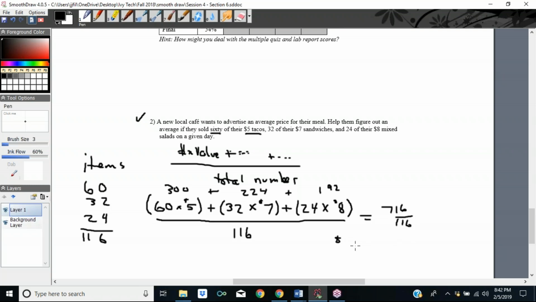So the average cost, the weighted average, would be $6.17, it looks like. So $6.17 per meal or $6.17 per item would be the average.